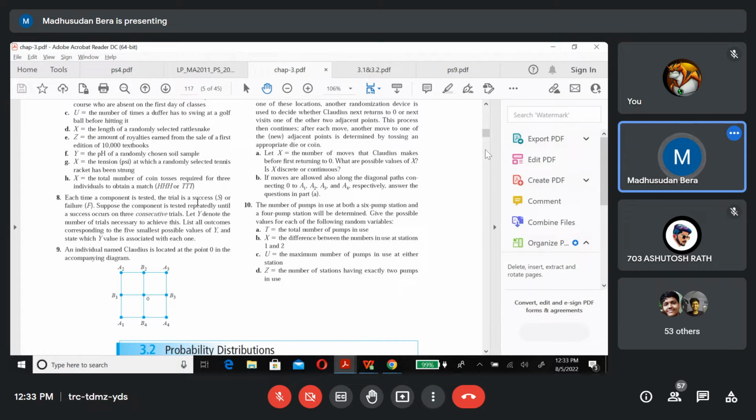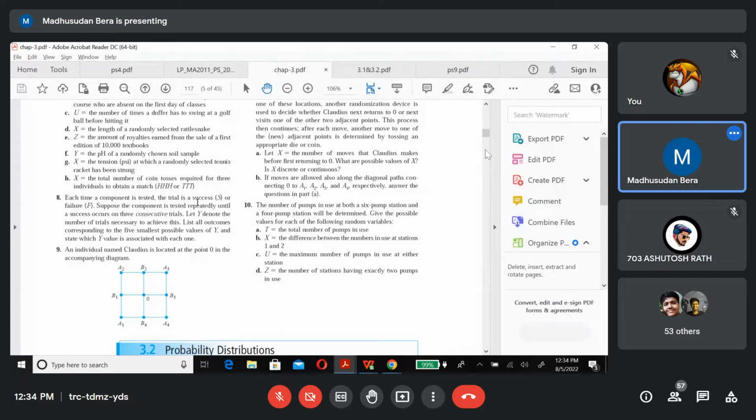A 6 pump station means there are 6 pumps, the number of pumps in the station is 6. So at a time, either no pump working or 1 pump working or 2 or 3 or 4 or 5 or 6. Similarly for a 4 pump station, the number of pumps in the station is 4. So either no pump working or 1 or 2 or 3 or 4, that way.